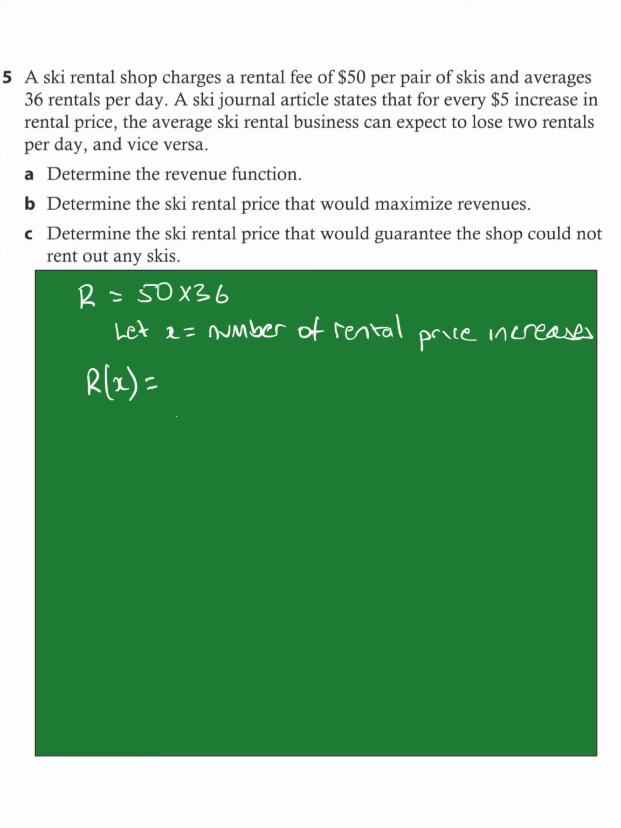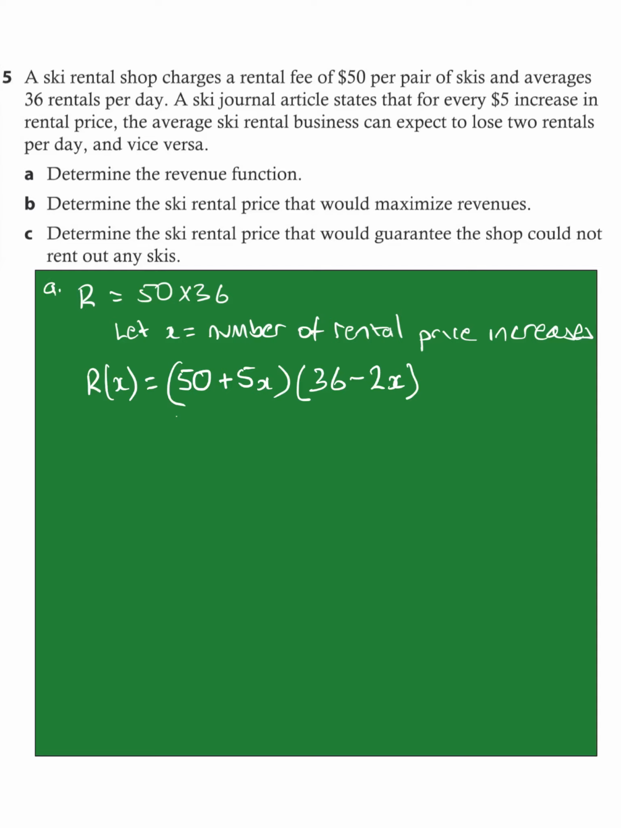For every $5 increase in rental price, the average ski rental business can expect to lose 2 rentals. So this 50 was the money, and for every $5 increase we put 5x there. We're still multiplying it by 36, but we lose 2 rentals per day, so minus 2x. If x was 1, with 1 increase, we're going to lose 2 of the rentals per day. So that would be true. That's the revenue function.